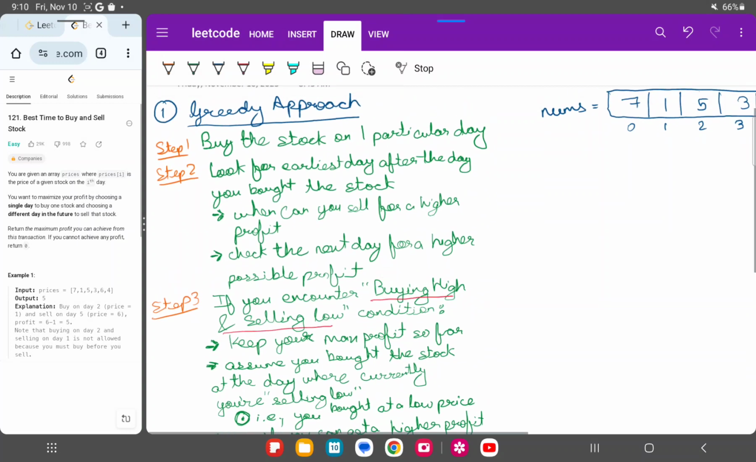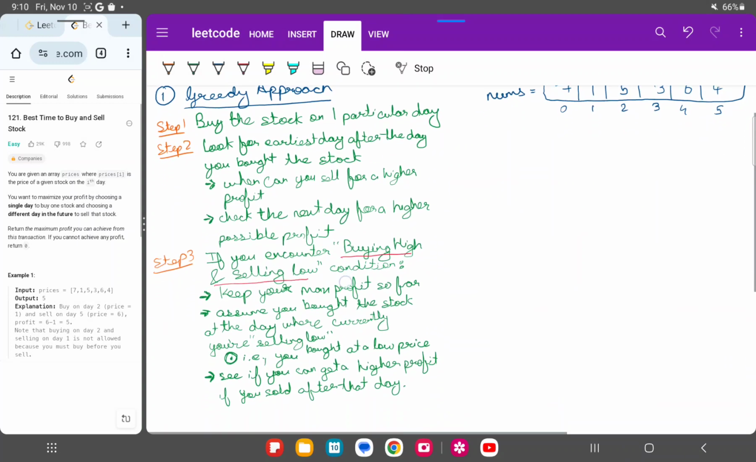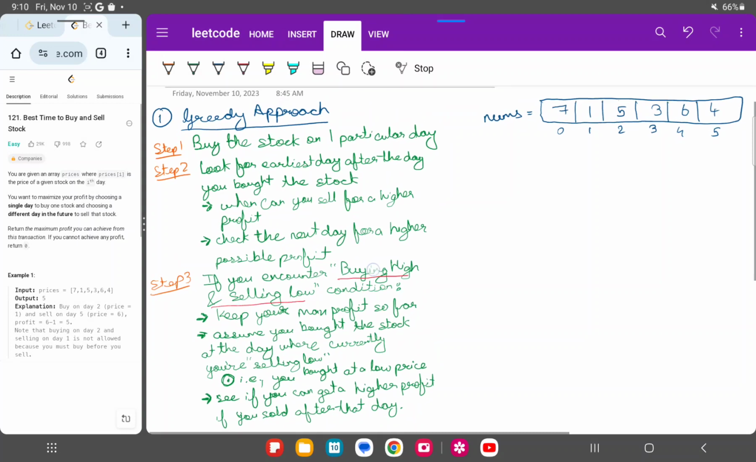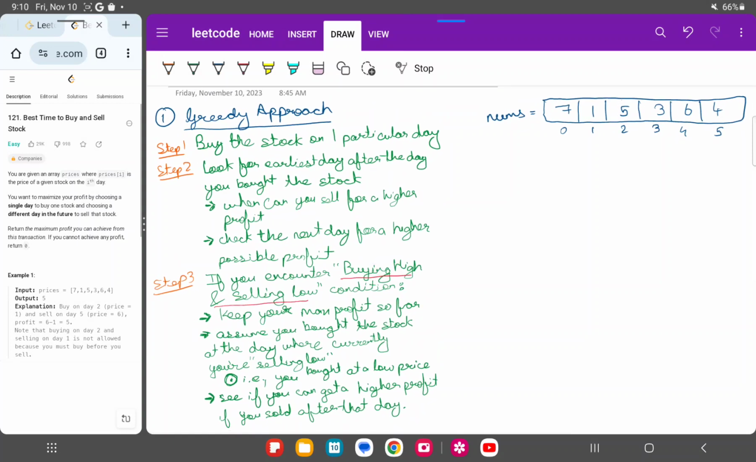So the first step is, let's say you buy the stock on some particular day. So this is step 1, buy the stock on one particular day. Then after that, look for the earliest day after the day you bought the stock where you can sell for a higher profit, and check the next day for a higher possible profit. So basically the earliest day that you can find a greater value at which you can sell the stock and earn some profit, you look for that option.